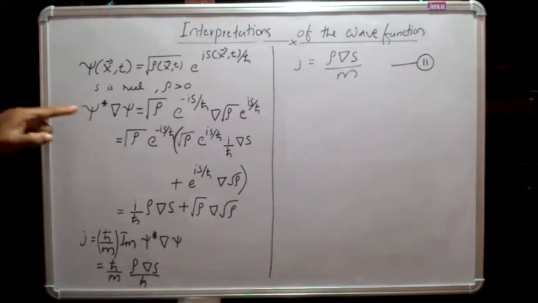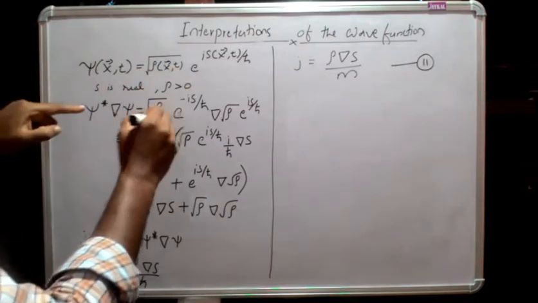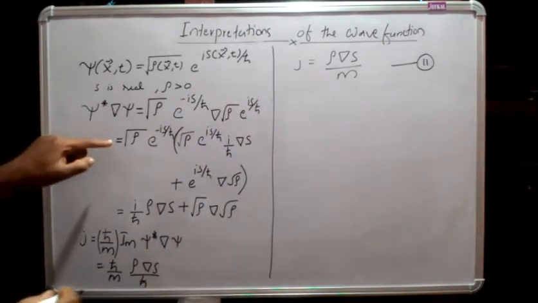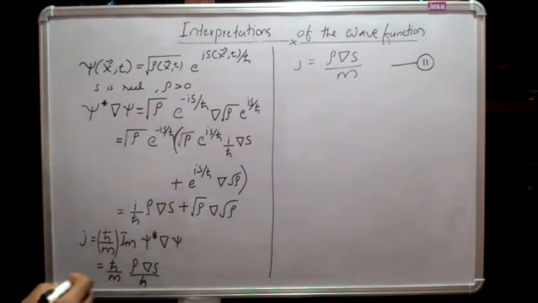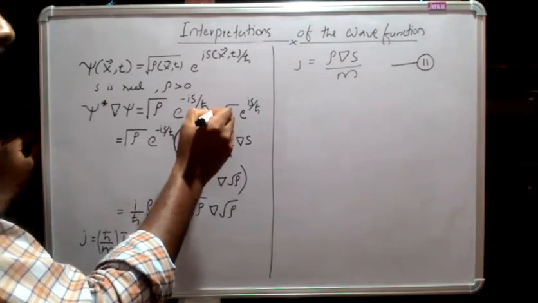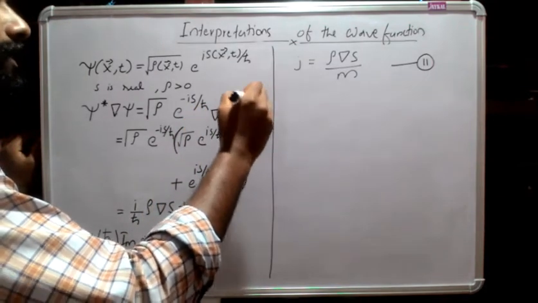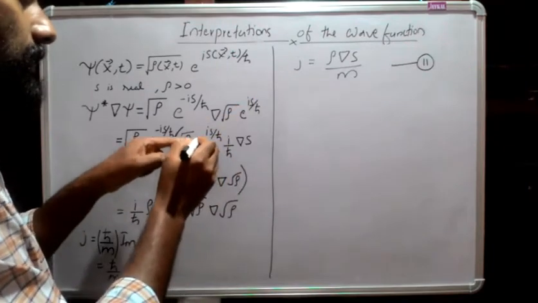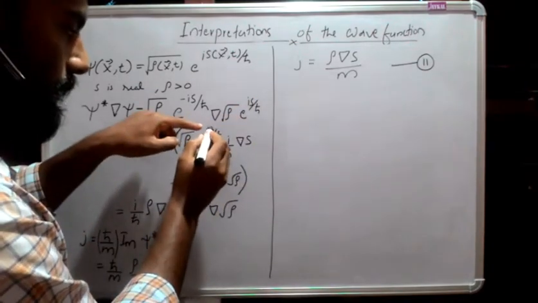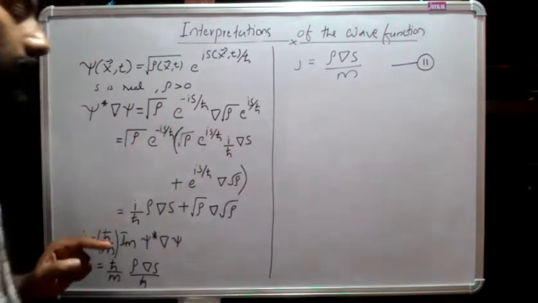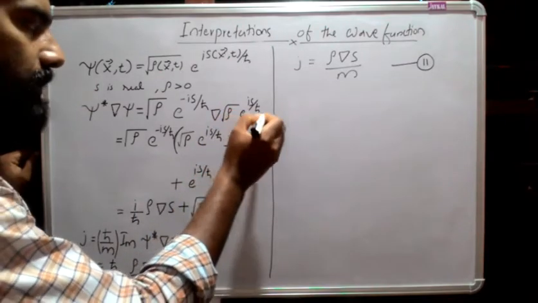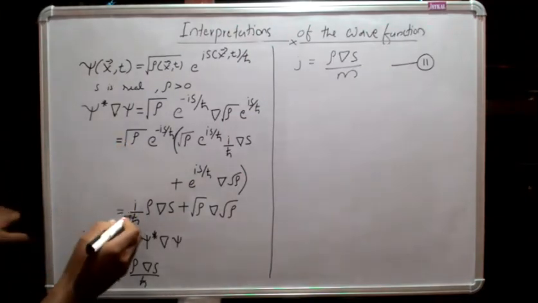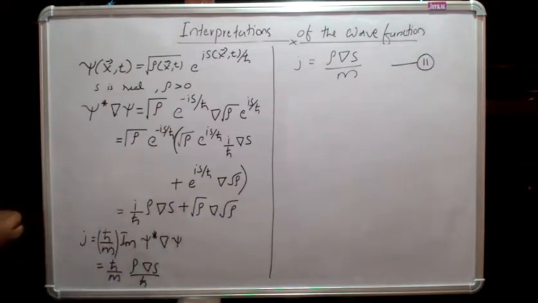And now let's find psi star del psi, that is equal to psi star, which is under root rho e raised to minus i s over h cross, del psi. Psi is under root rho e raised to i s over h cross. We can do this operation: del of under root rho e raised to i s over h cross is under root rho del of e raised to i s over h cross. Del of e raised to i s over h cross is e raised to i s over h cross into i over h cross into del s, plus e raised to i s over h cross into del root rho.